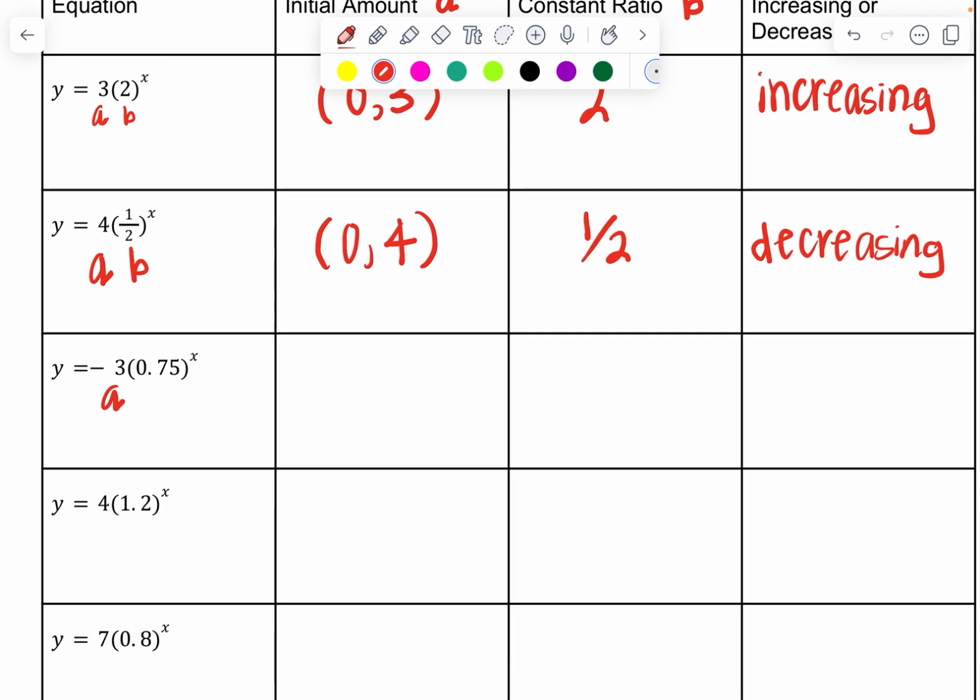This one, a is -3, b is 0.75. So our initial amount is (0, -3). Our constant ratio is 0.75. 0.75 is less than 1, so that means this is decreasing.